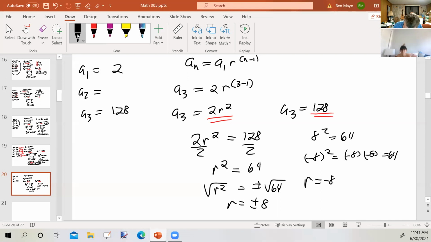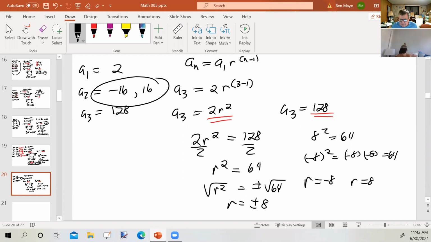If R is negative 8, this would be negative 16, and then negative 16 times negative 8 would be negative 128. Or if R is 8, this would be 16, and 16 times 8 is 128. So we actually have two different possible values for our geometric mean. Okay.